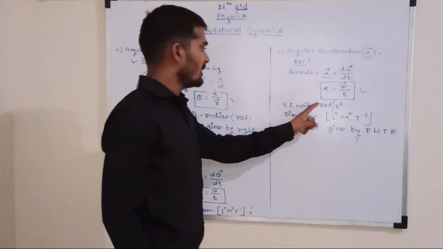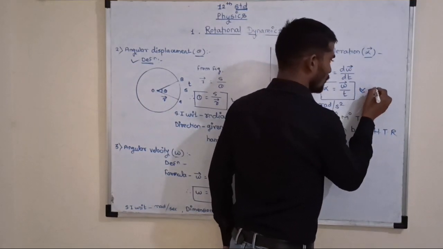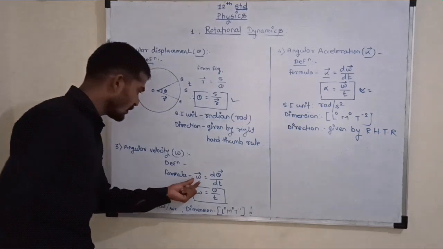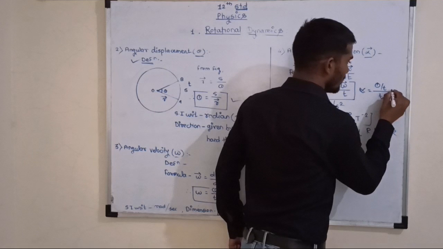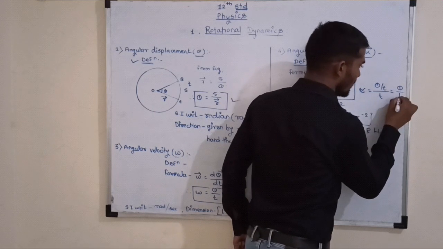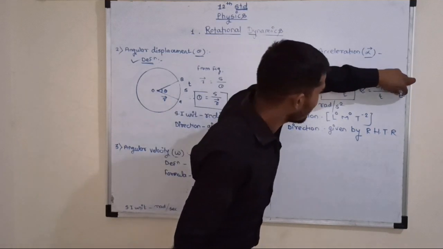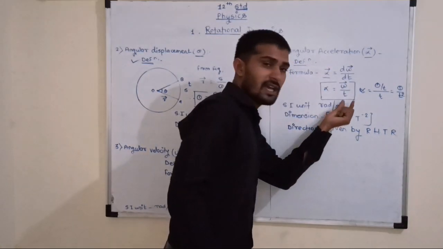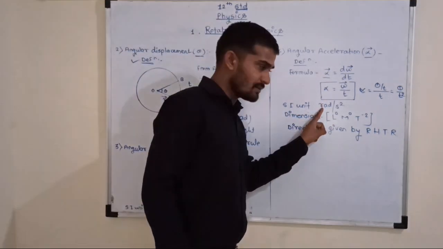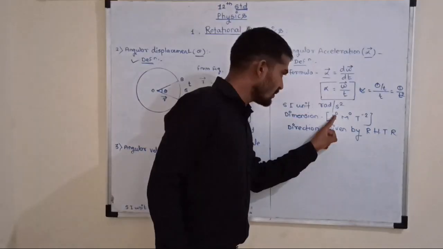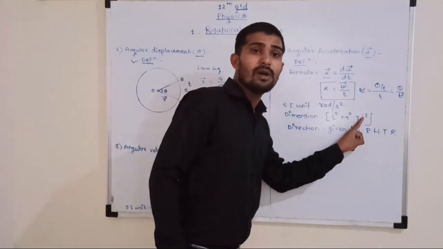SI unit is radian per second square. Here alpha is equal to omega upon t. The formula for omega is theta upon t, so alpha is theta upon t into t, that is theta upon t square. So SI unit: theta is measured in radian and time is measured in second, so second square. Dimension: L for length, L absent. M for mass absent. So L raised to 0, M raised to 0, T for time, T raised to minus 2.